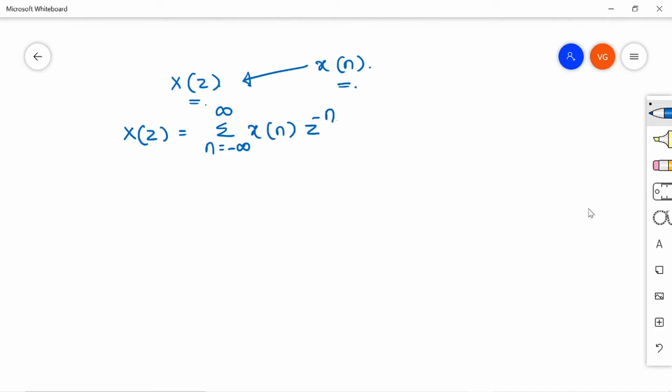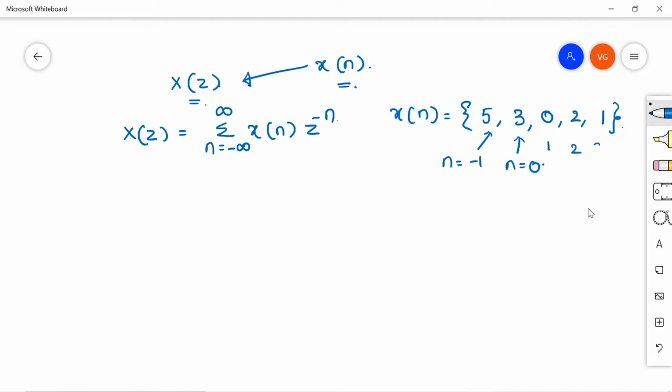As I am saying, x of n is a discrete signal. Let us take x of n with values at different instants: 5, 3, 0, 2, 1. Suppose n is equal to 0 is like this, so this is n is equal to minus 1, 0, 1, 2, 3. That is, this is a both-sided signal.